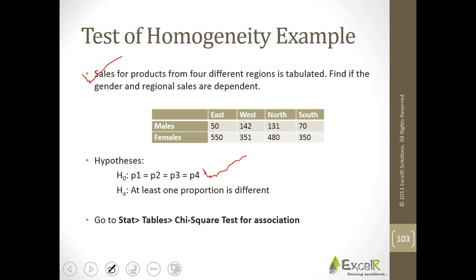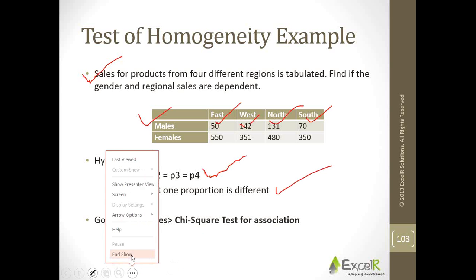This is how you write the hypothesis. Proportion 1 equal to 2 equal to 3 equal to 4. That means for males, sales in east equal to west equal to north equal to south. There is no difference. The alternate hypothesis says at least one proportion is different. At least one is different. So let me open the Minitab file.